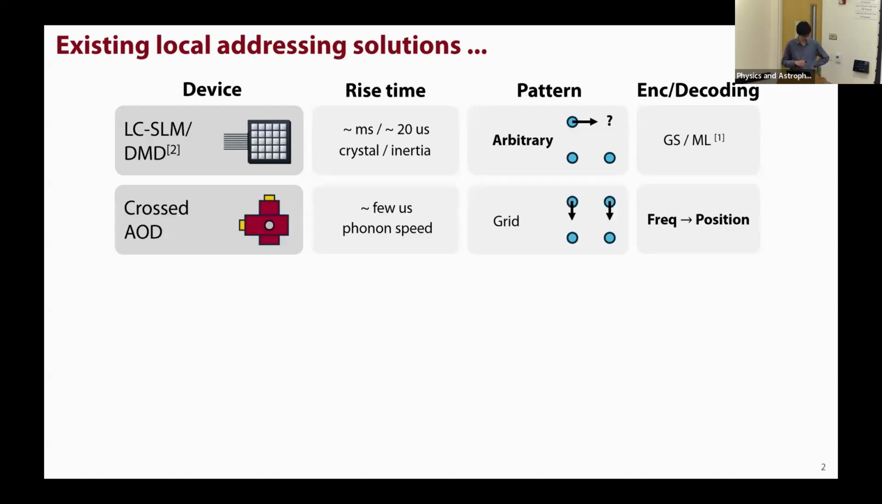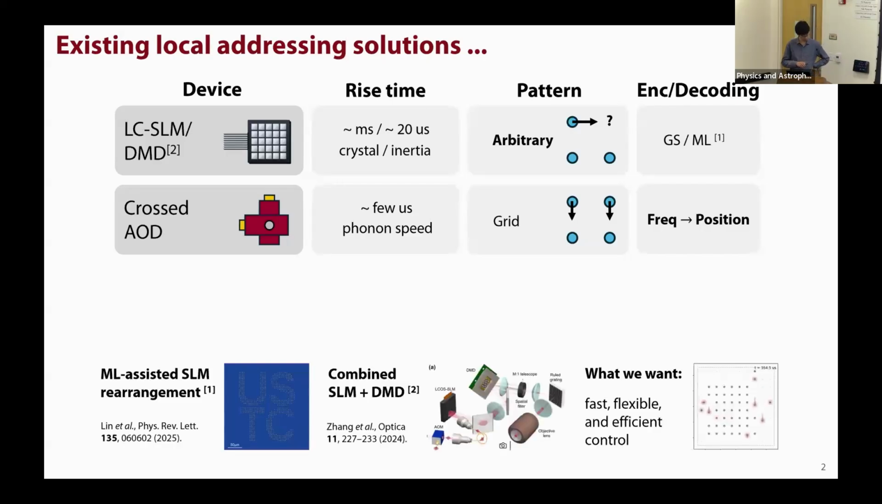And for the cross AODs, which are widely used today for coherent atom transport, the RF frequency is basically linearly mapped to the positions, which is very easy to control, but we are limited to a grid-like pattern structure. There are other proposals like the combined SLM plus DMD methods, but they do not quite satisfy our need, which is to have a fast, continuous, and flexible control of our neutral atom processes.